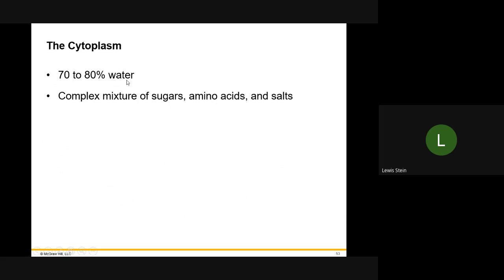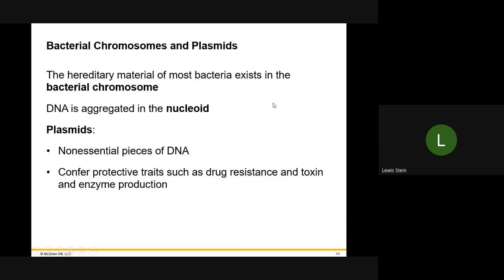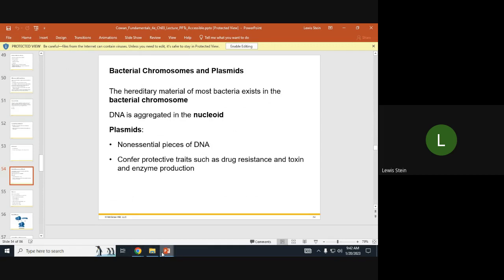70 to 80% water is the cytoplasm, just like regular cytoplasm. All the stuff's in there, just like our cytoplasm. The big deal is here. Bacterial chromosomes. I will show you something. It's a good way to, and I should have it.